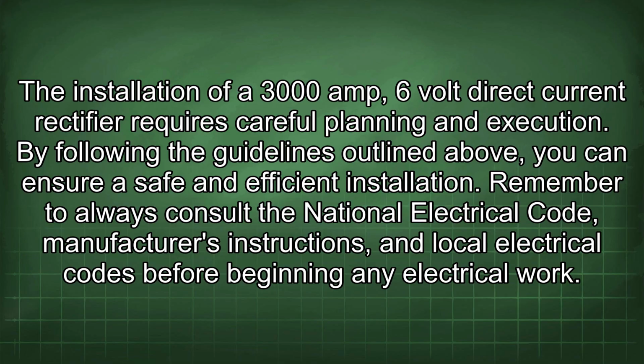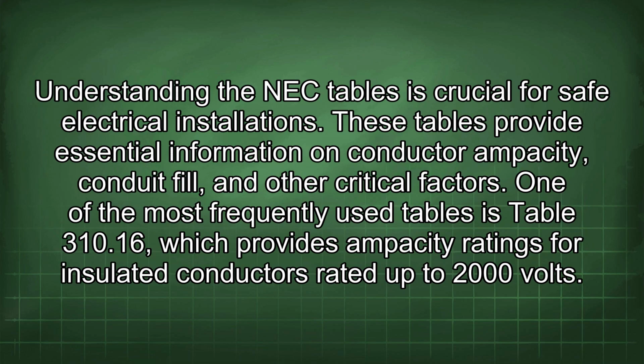The installation of a 3000 amp 6-volt direct current rectifier requires careful planning and execution. By following the guidelines outlined above, you can ensure a safe and efficient installation. Remember to always consult the National Electrical Code, manufacturer's instructions, and local electrical codes before beginning any electrical work. Understanding the NEC tables is crucial for safe electrical installations. These tables provide essential information on conductor ampacity, conduit fill, and other critical factors.